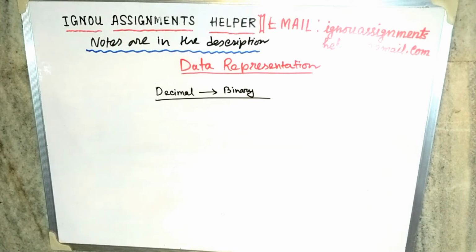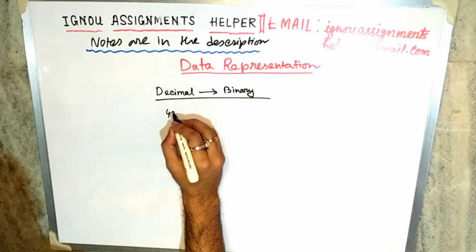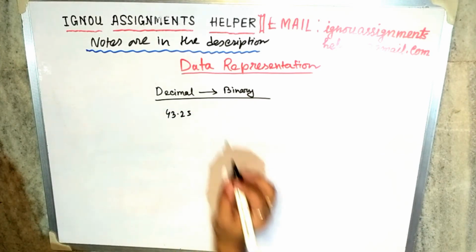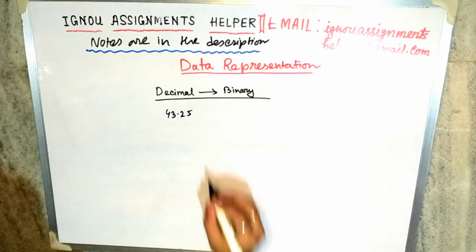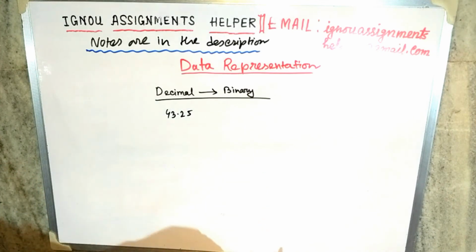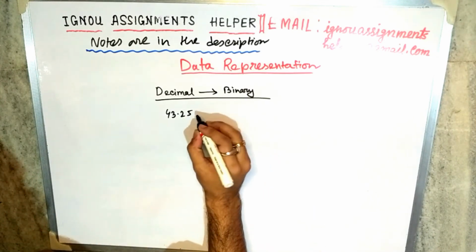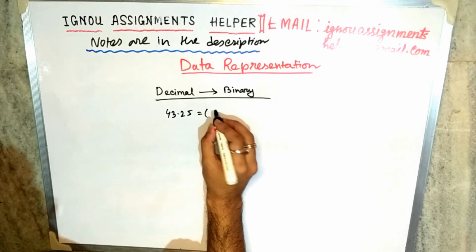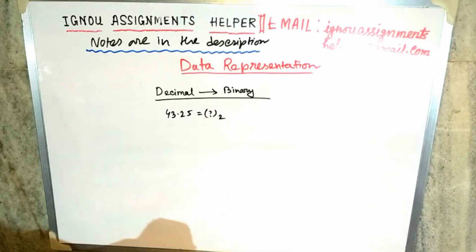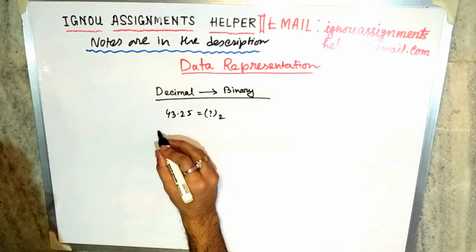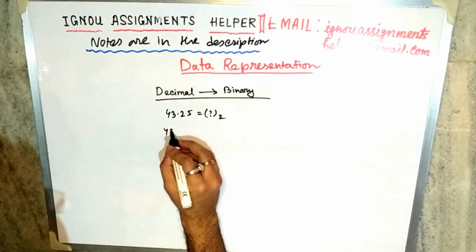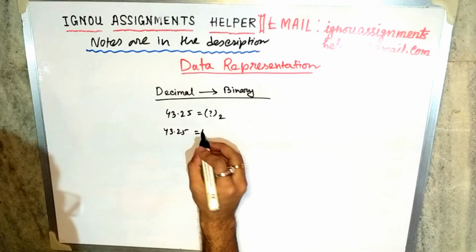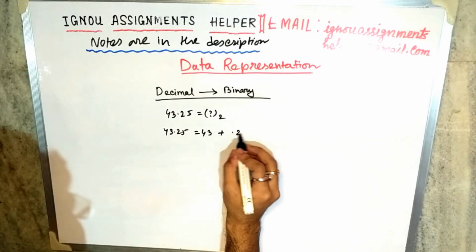So from decimal to binary, let us take a simple example. Let us take 43.25. So what will be in binary number? For doing this, we'll divide it into two parts, just like 43.25 is equal to 43 plus 0.25.